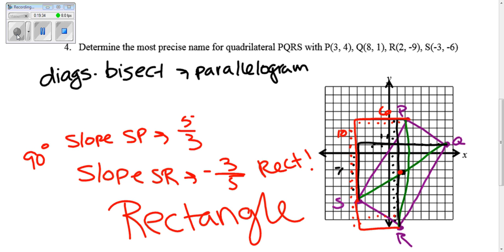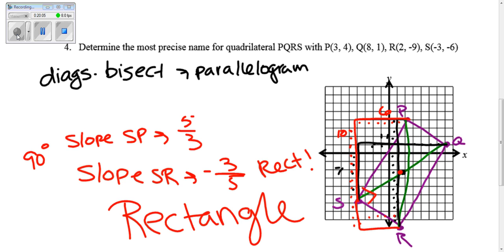What I could have done there to prove if it was a rectangle was I could have just found the length of the diagonals, all right, or I could have looked at the angles where they meet and found out if they're right angles. So what I did was I found the slope of SP, which was 5/3, and the slope of SR, which was -3/5. So that means that SP and SR meet at a 90-degree angle. So that tells me that those are 90-degree angles. So it is a rectangle.